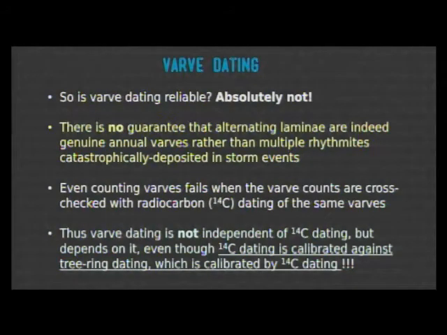There's no guarantee that alternating laminae are indeed genuine annual varves rather than multiple rhythmites catastrophically deposited in storm events. Even counting varves fails when the varve counts are cross-checked with radiocarbon dating of the same varves. Thus, varve dating is not independent of radiocarbon, but depends on it, even though radiocarbon is calibrated against tree ring dating, which is calibrated against radiocarbon.